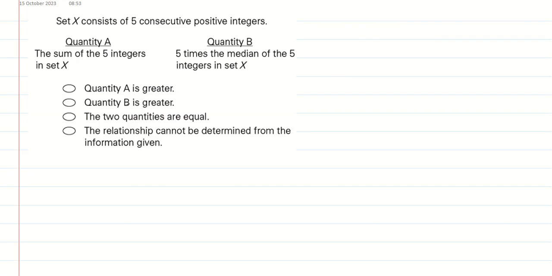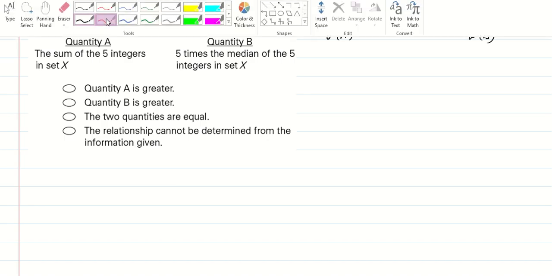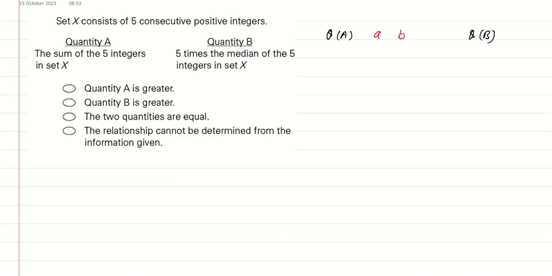Okay, let's go ahead with this one and tell me the answer for this. Let's do it the way we do it: Quantity A on one side, Quantity B on the other side, and also write the options A, B, C, D in between. Quantity A says the sum of 5 integers, the summation of those 5 integers, and Quantity B says 5 times the median of the 5 integers, correct?